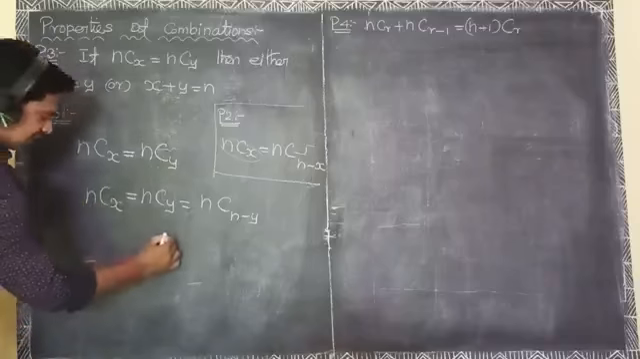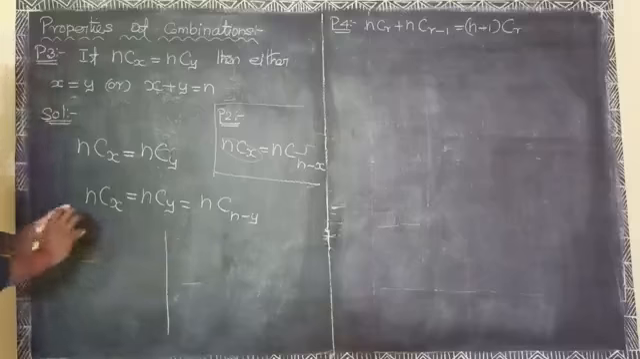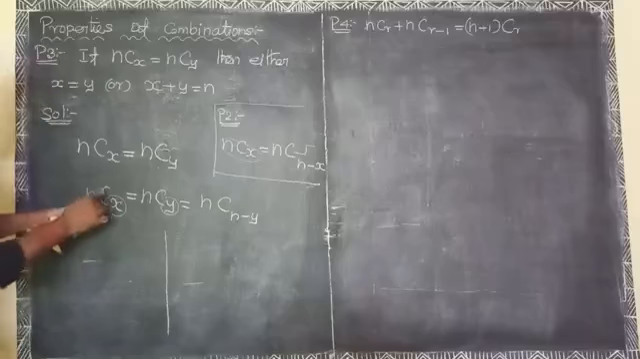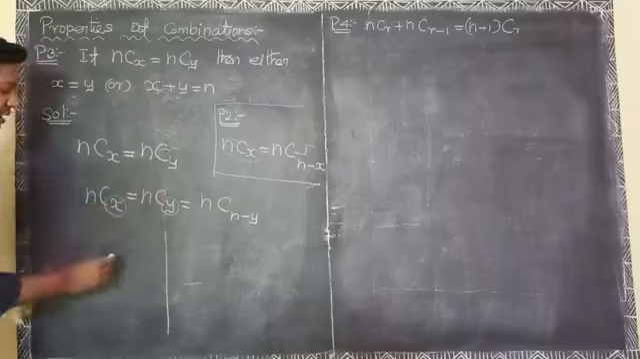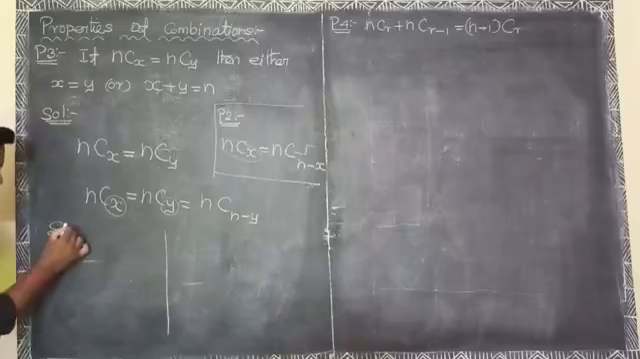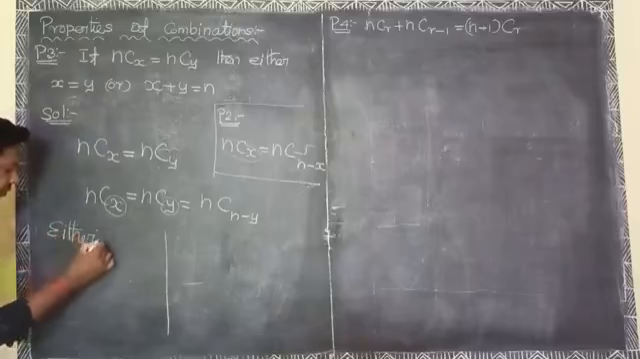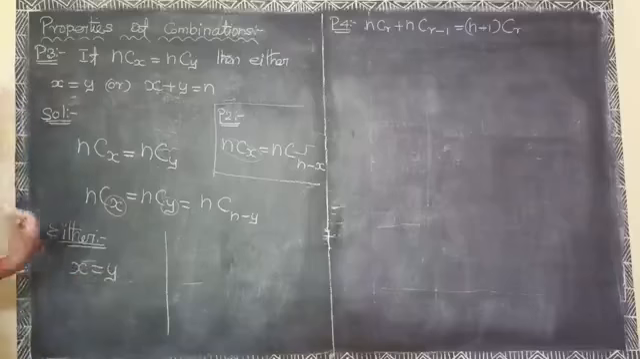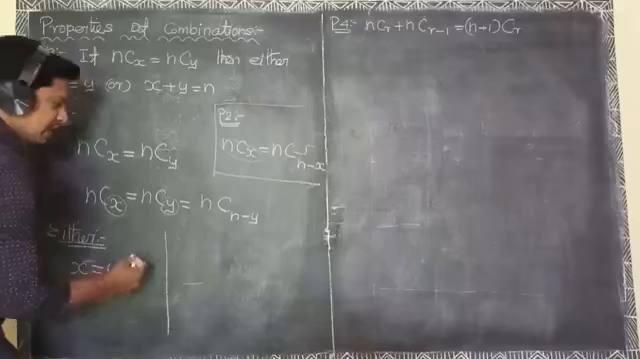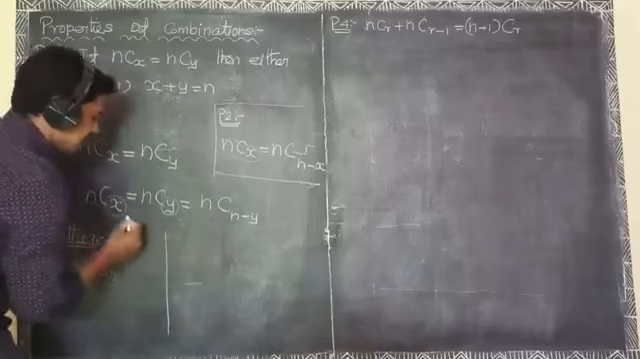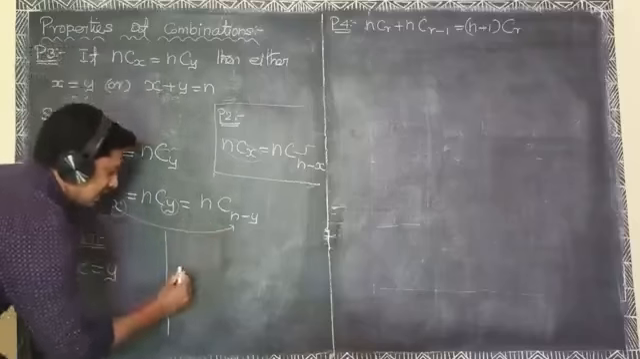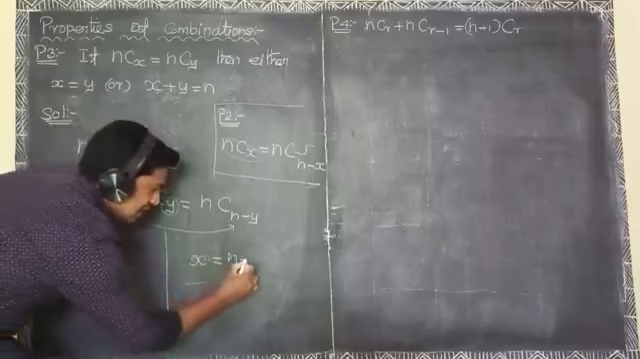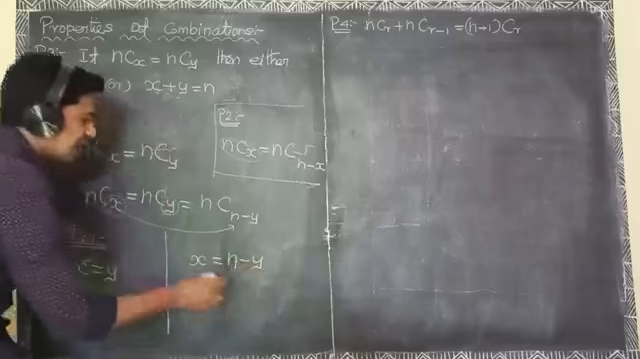Here nCx can be equal to nCy, which is either x equal to y, or otherwise we take x equal to n minus y.